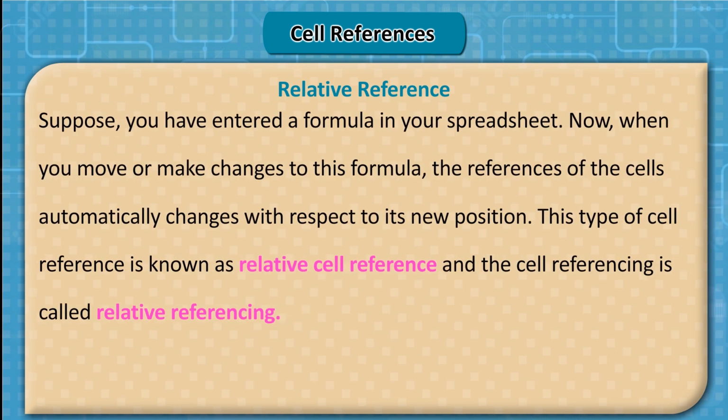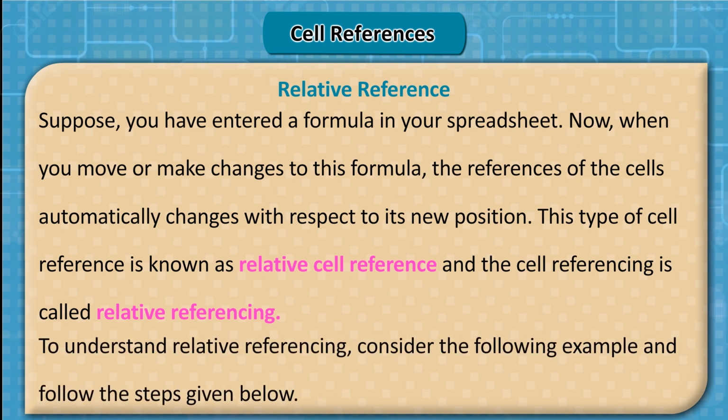Relative reference. Suppose you have entered a formula in your spreadsheet. Now, when you move or make changes to this formula, the references of the cells automatically change with respect to its new position. This type of cell reference is known as relative cell reference, and the cell referencing is called relative referencing. To understand relative referencing, consider the following example and follow the steps given below.